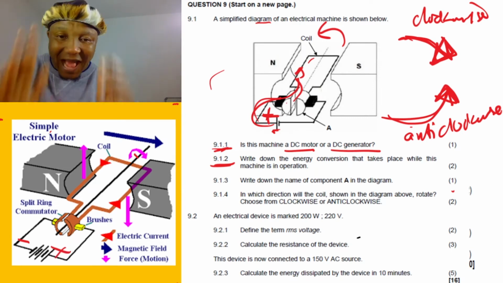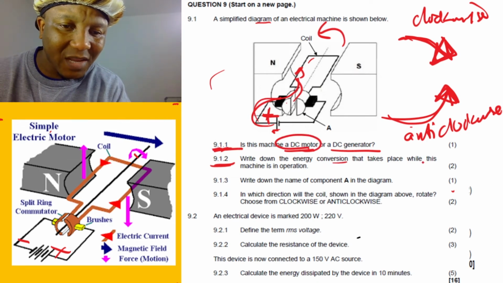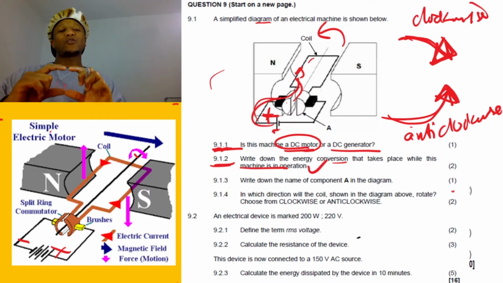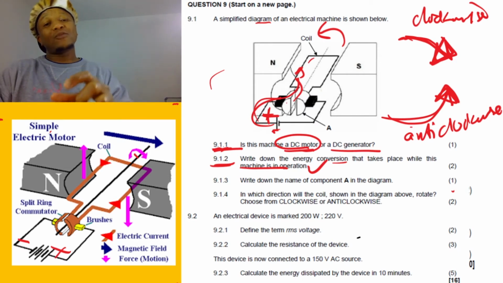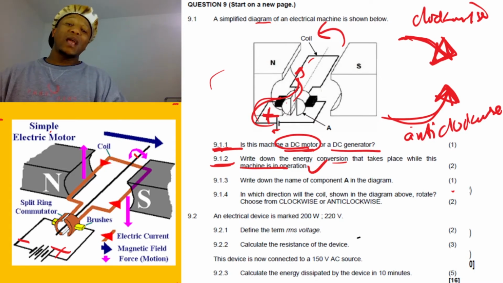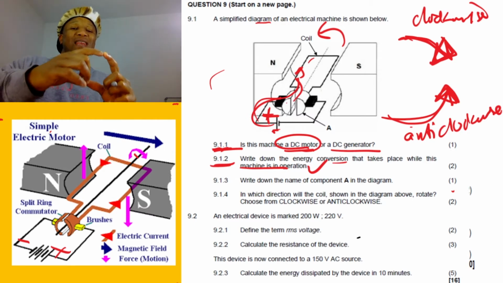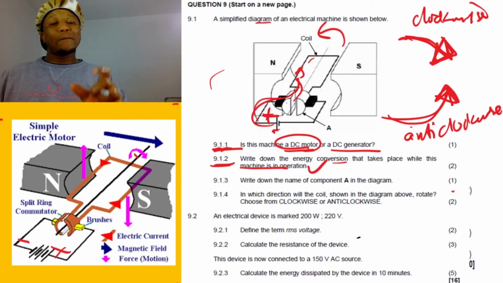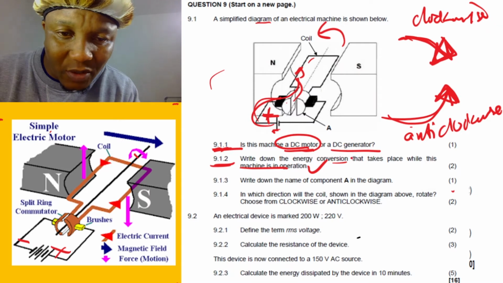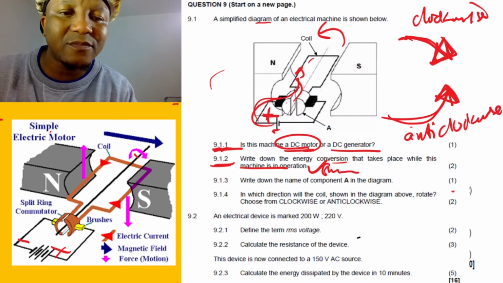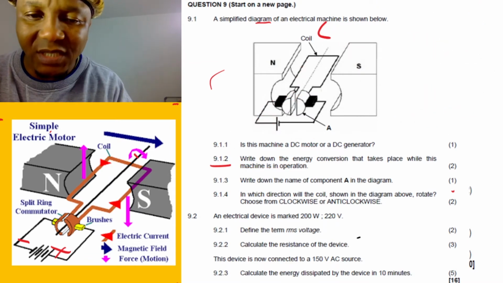Just like I explained here. Okay, now let's go and answer this question. So the first one, 9.11, this is a DC motor. Now write down the energy conversion that takes place in the machine operation. This is going to be electrical to mechanical, because you place your battery. The battery means that's electrical. And then when the coil starts to rotate, that we call mechanical. So starting from electrical, it is converting to mechanical. So the energy conversion is going to be electrical to mechanical.